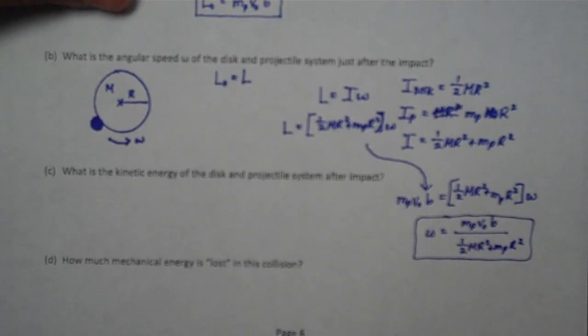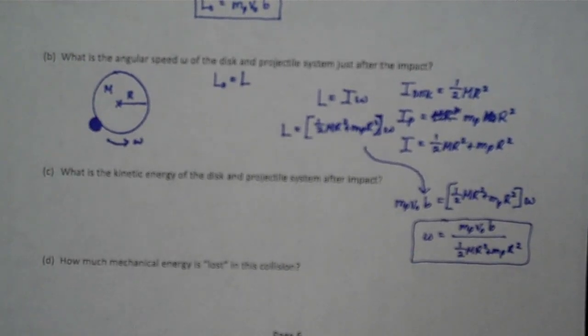And I could simplify that somehow. I can multiply everything by 2 and get this to be 2 and that to be 2 and go from there, but I'm not going to. I'm just going to leave it like that and move forward. So again, we use conservation of angular momentum to solve those pieces in order to get to this question, which deals with energy. What is the kinetic energy of the disk and projectile system after impact?